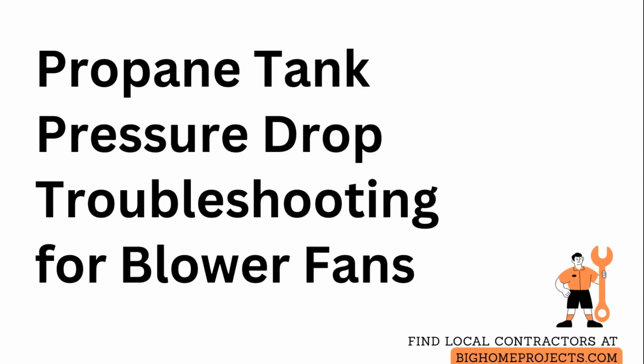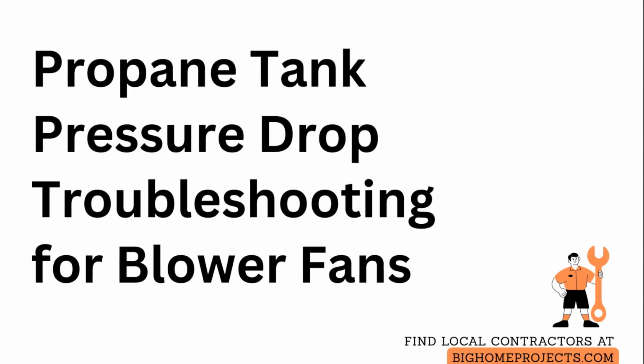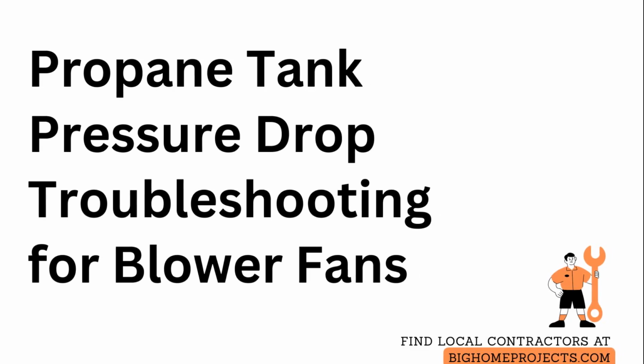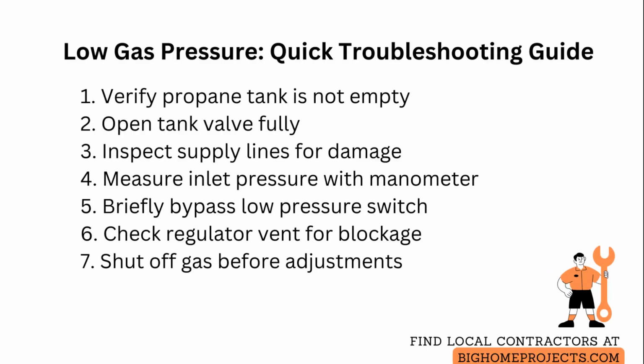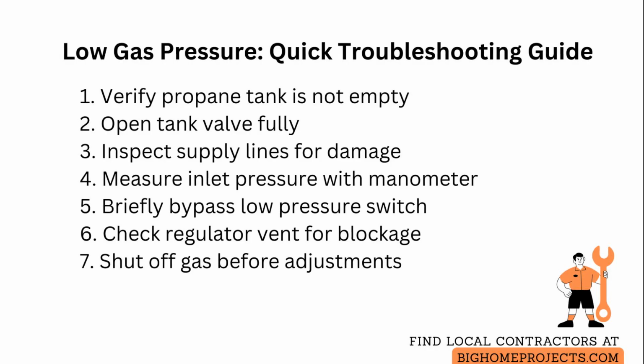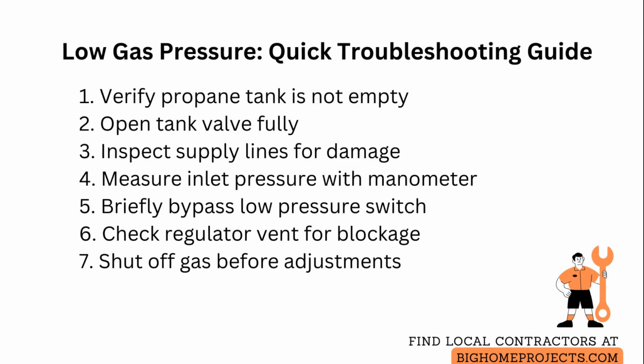Low gas pressure can cause your blower fan to run erratically or not at all because the burner cannot sustain proper combustion. When propane supply is low, the furnace or heater may ignite weakly or not maintain a flame, which directly reduces heat transfer and can trigger the blower to cycle incorrectly.